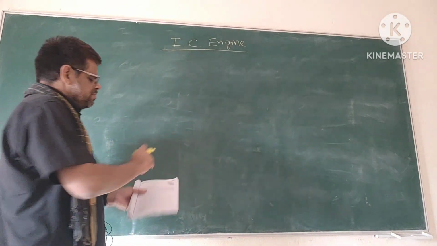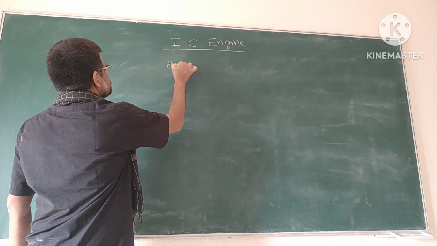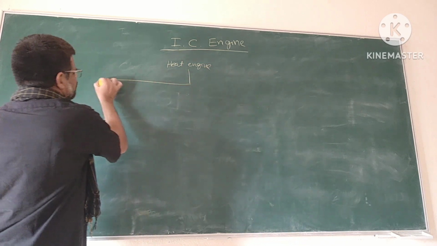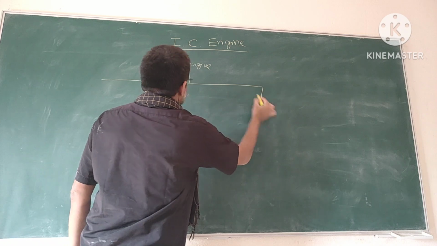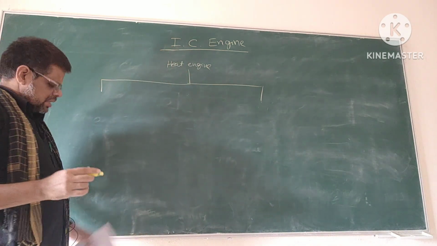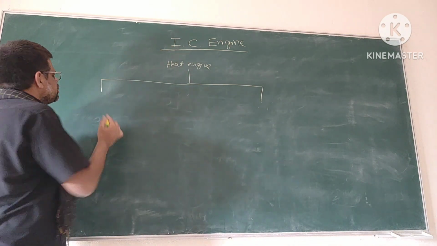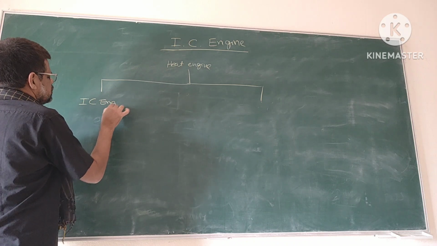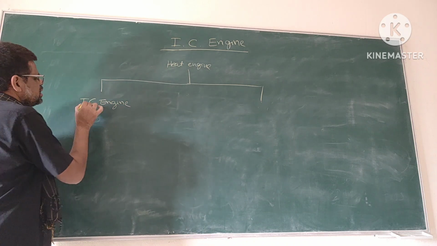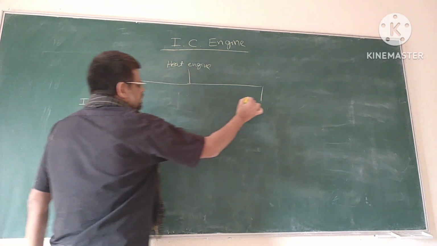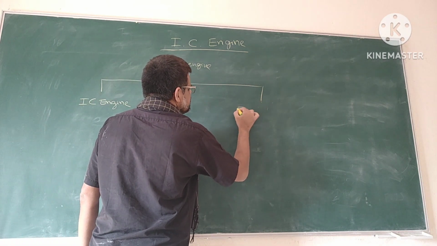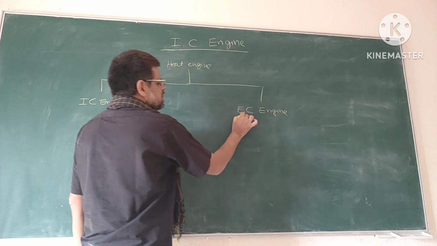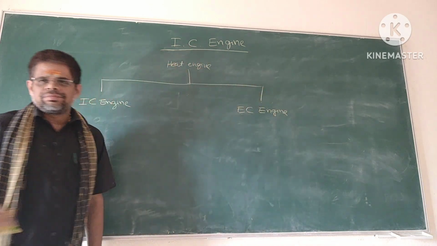So let us take the heat engine first. Based on the place of combustion, that means the place where the combustion takes place, they are classified into two categories. The first one is the IC engine, the internal combustion engine, and the next one is the EC engine, the external combustion engine.